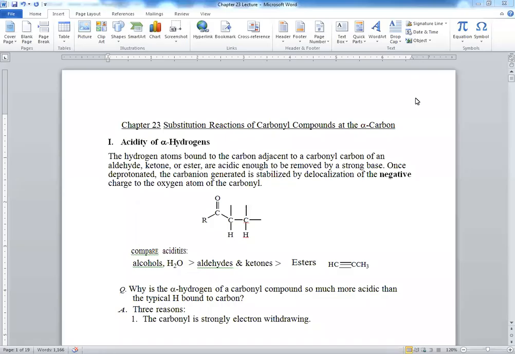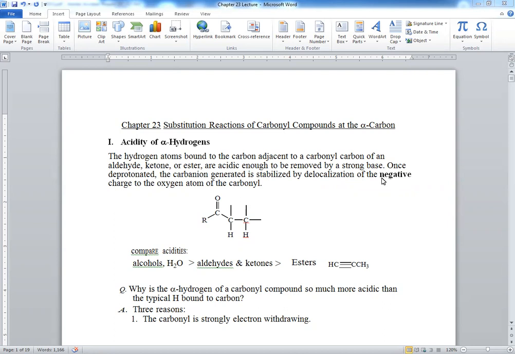Chapter 23 focuses on substitution reactions of carbonyl compounds at the alpha carbon. So alpha carbons, and we will discuss what alpha carbons are. Let's begin with the acidity of alpha hydrogens. Alpha carbons and hydrogens go together. The hydrogen atoms bound to the carbon adjacent to the carbonyl carbon of an aldehyde, ketone, or ester are acidic enough to be removed by a strong base.